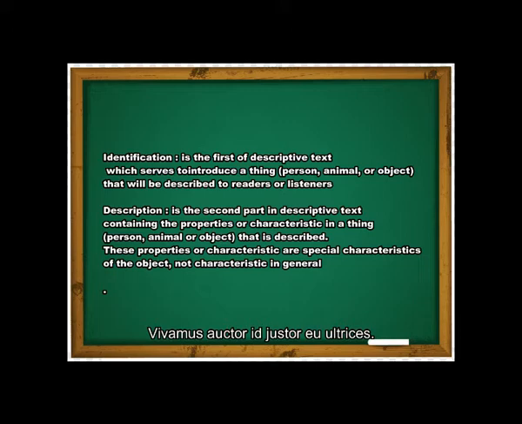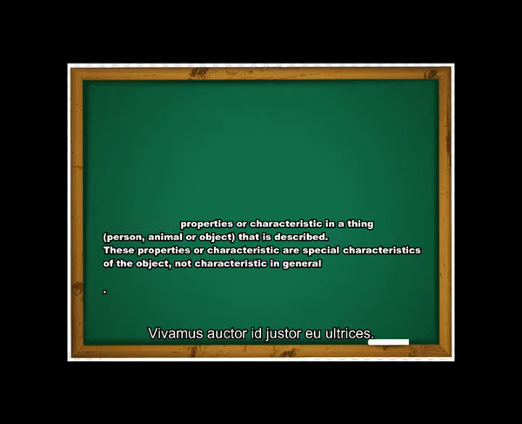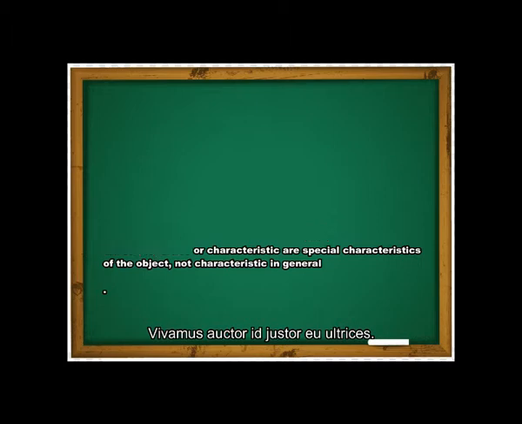The second is description. What is description? Right. Description is the second part in descriptive text containing the properties or characteristics of a thing, such as a person, animal, or object that is described. These properties or characteristics are special characteristics of the object, not characteristics in general, yeah? You get it? After we know the structure of descriptive text, we go on to the language features.